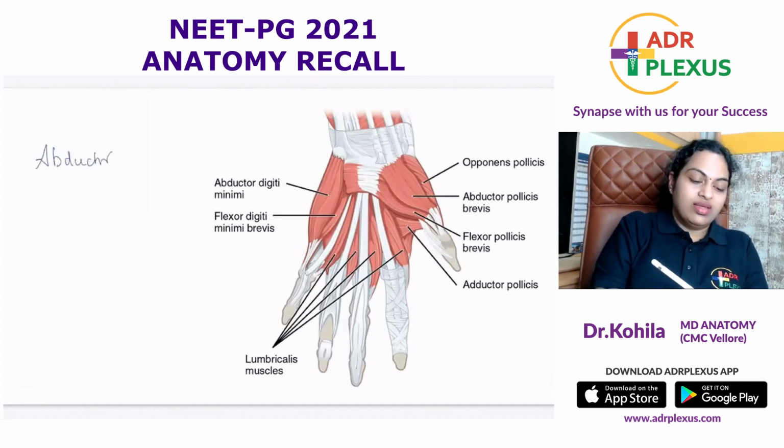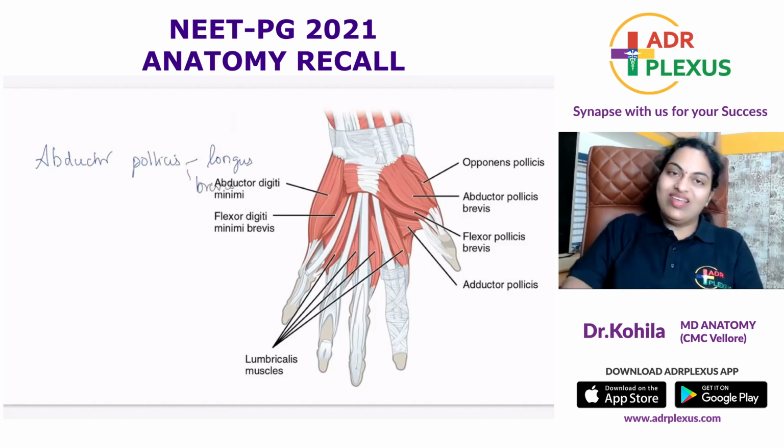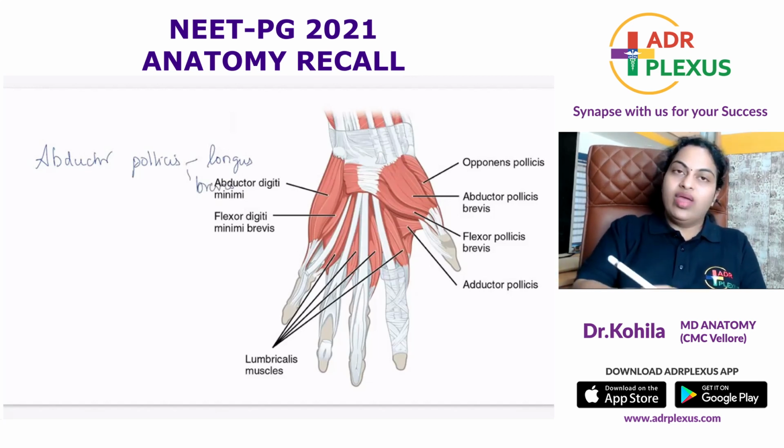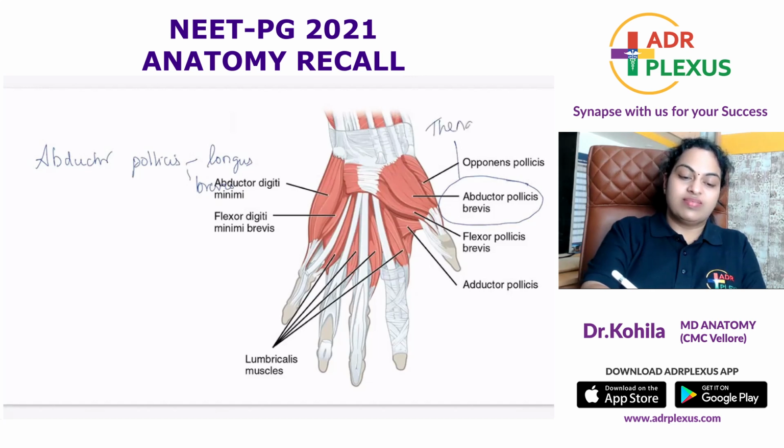So what are the muscles which cause abduction at the thumb? Abductor pollicis longus, abductor pollicis brevis. Now in this image here, you can identify abductor pollicis brevis. It's one of your thenar muscles, and that's going to be supplied by median nerve.